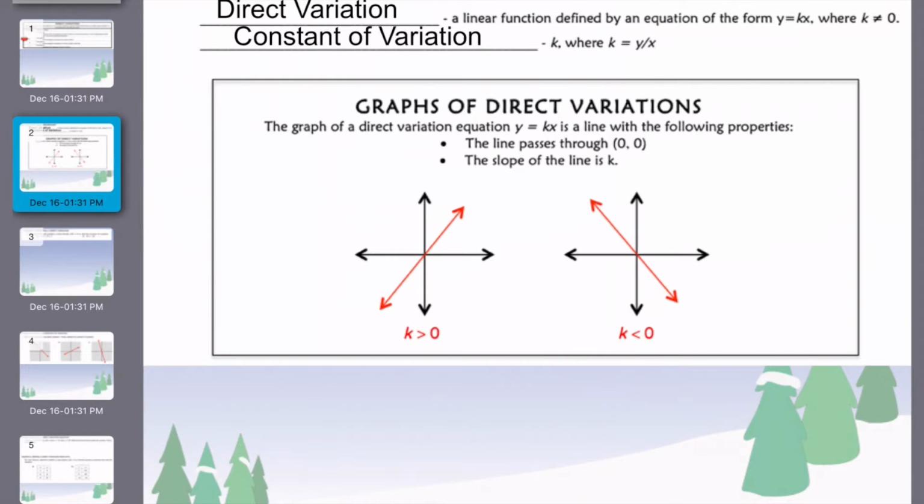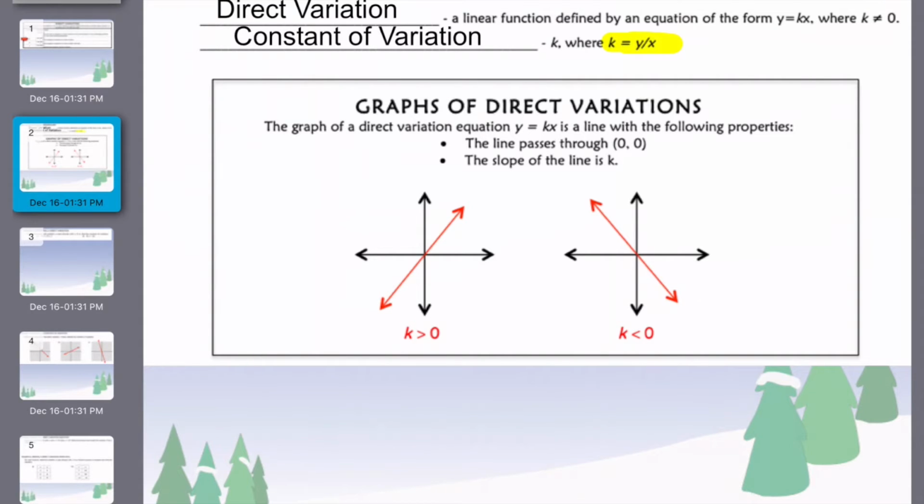So a direct variation is a linear function defined by an equation of the form y equals k times x, where k cannot be equal to 0. It's also important for us to know that k is our constant of variation, and we can find that out by doing y over x.